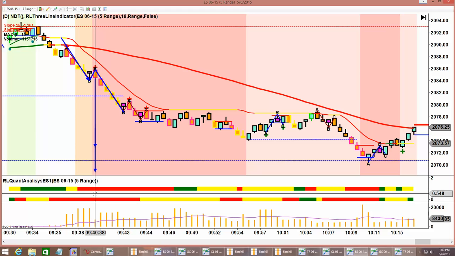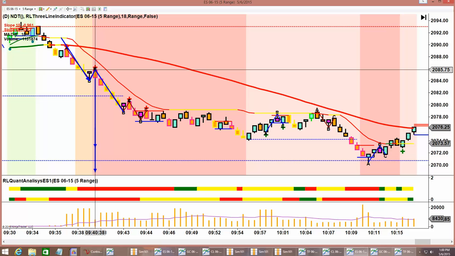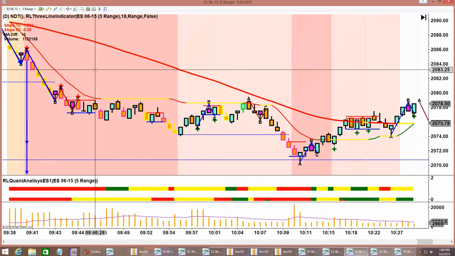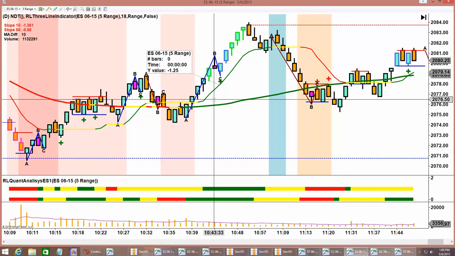Now, do you have to have both quant lines with you on every trade? And the answer to that is no. Now, the thing is, you don't look at the quant lines and then look for a trade. You look for a conservative entry and then look for confirmation of that entry with the quant lines. So let's take a look at another potential trade right here.